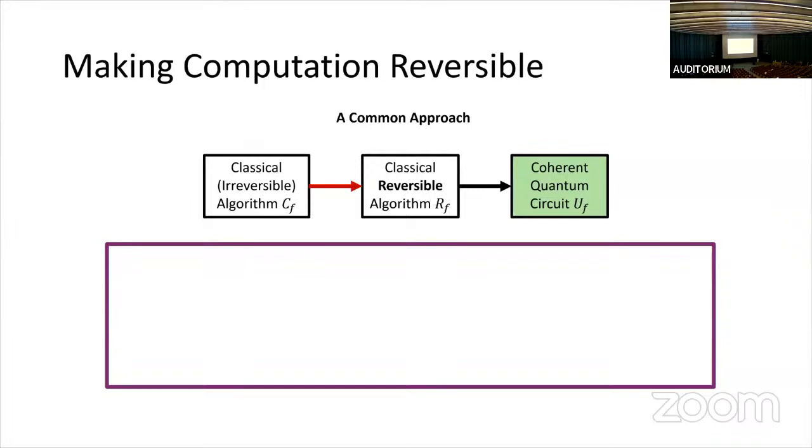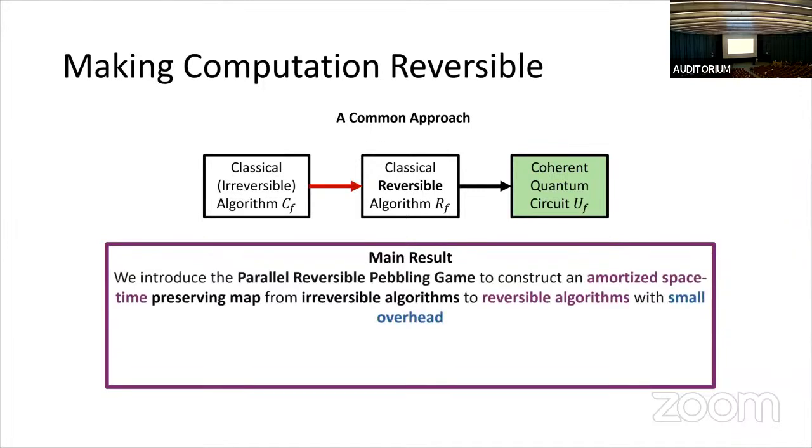And so in this work, our main result is that we introduce this thing called parallel reversible pebbling. And then we use it to map irreversible algorithms to reversible ones while maintaining the amortized space-time complexity, except for a small multiplicative overhead.